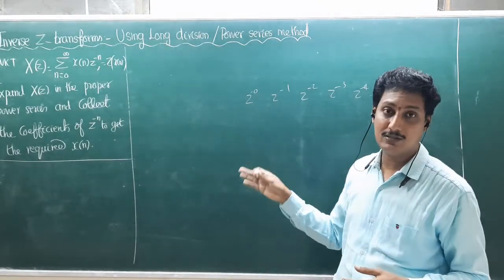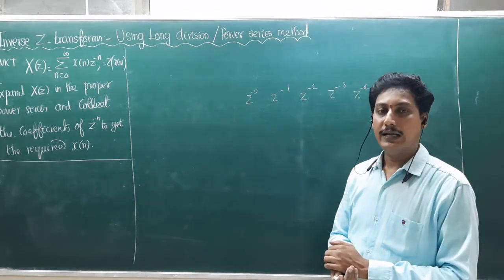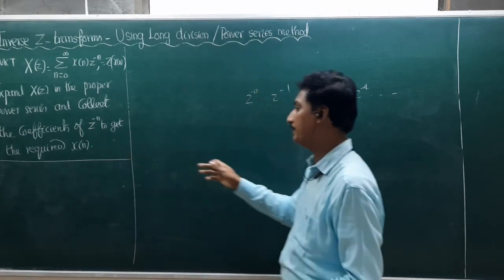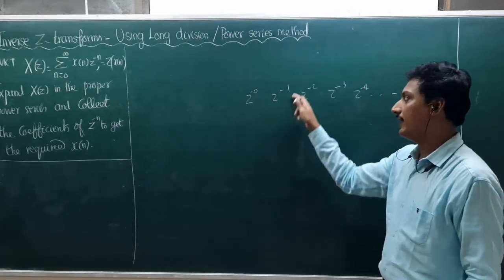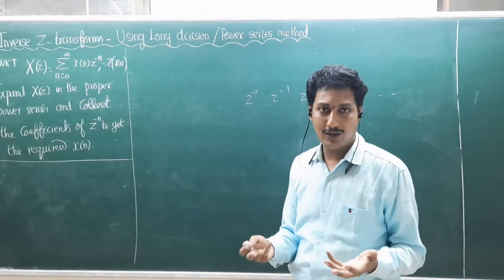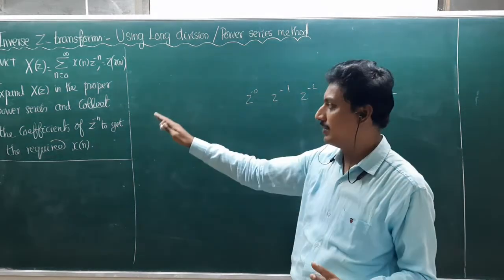How to get this power series? We can do the long division method, the usual division method. From that we can collect the coefficients of z power minus n, which will give the required inverse Z transform, that is x of n. So that is a simple concept.